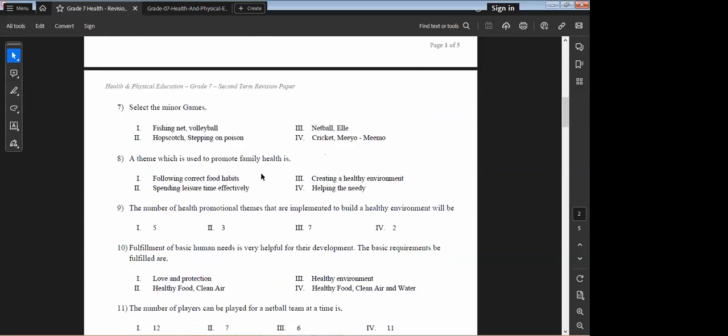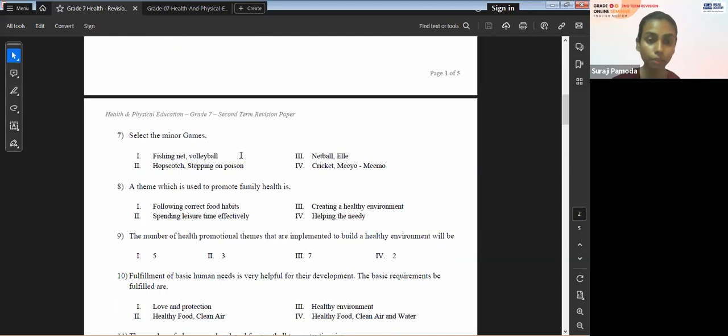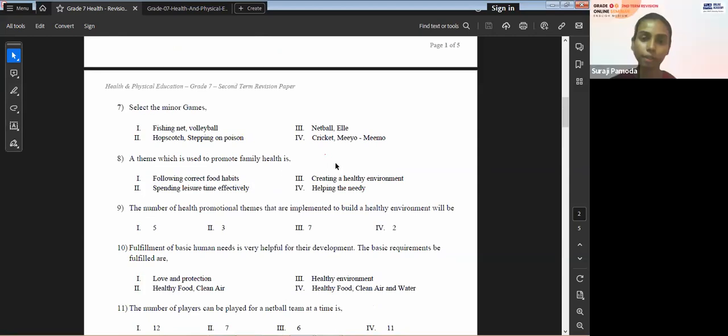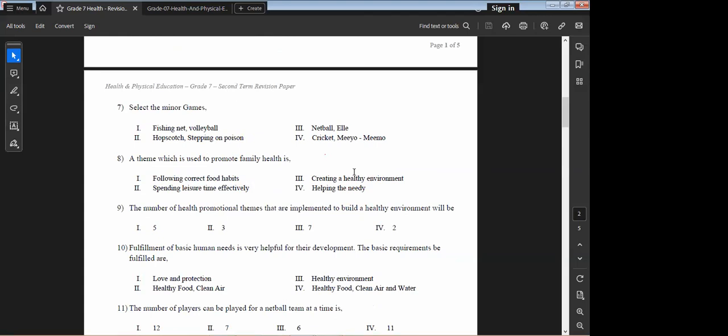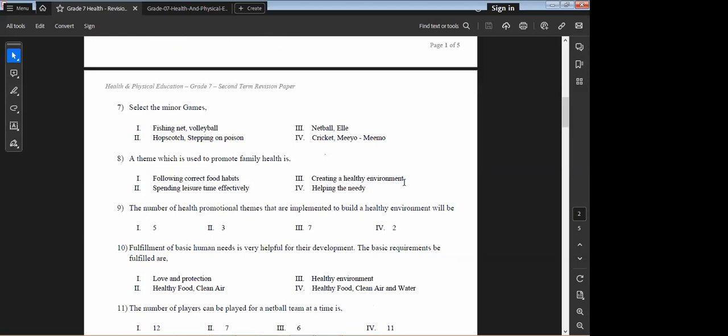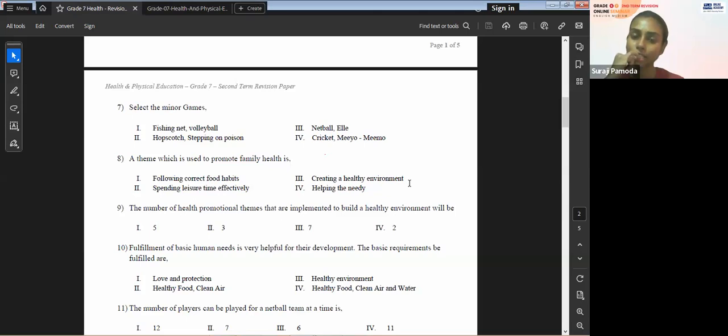Okay, right. So the next one is the 7th question. Select the minor games. So anyone know what is a minor game? In grade 6, you have learned that games can be divided into 3 main groups. Can anyone remember that? Minor games. Yes. Other two? Outdoor games, indoor games. The first one is correct, but the second and third, try.